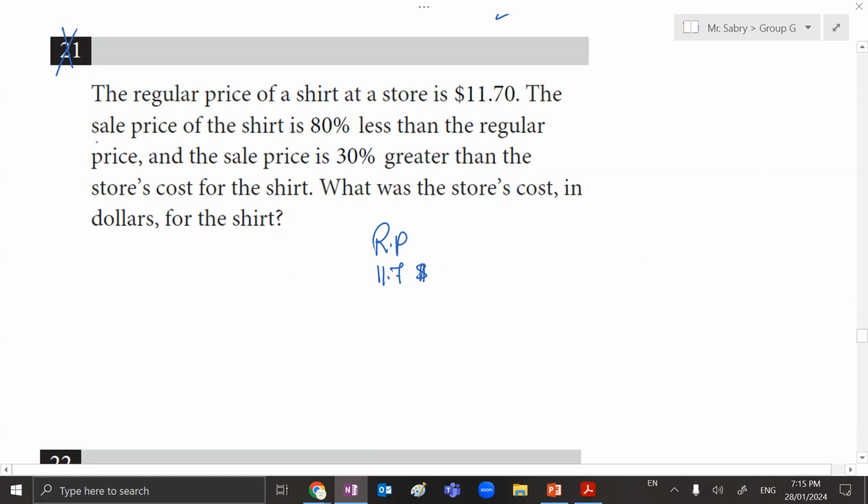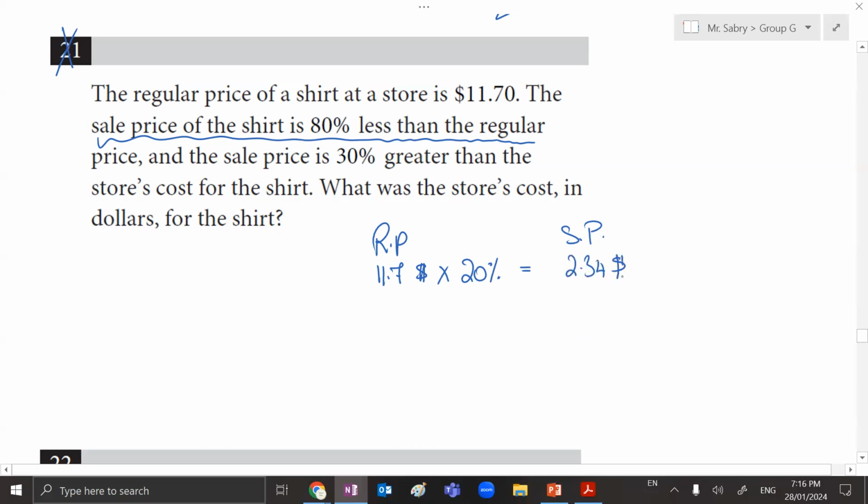When they say that the sale price of the shirt is 80% less than the regular price, which means if I'm taking off 80%, I will be paying only 20% of the cost. So I'll do 11.7 multiplied by 20 عشان أعرف the sale price would be قد إيه. Again, because I'm removing 80%, بدل ما أحسب 80% بكام and then subtract, I'll just do 20% multiplied by the $11.7, which is basically $2.34.